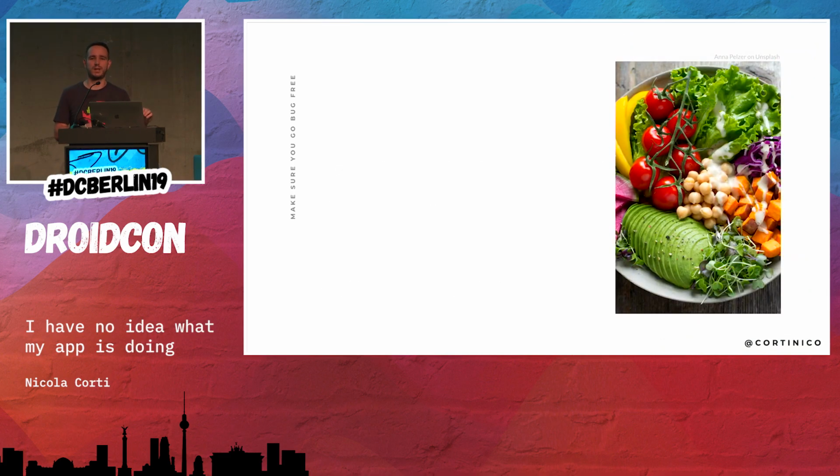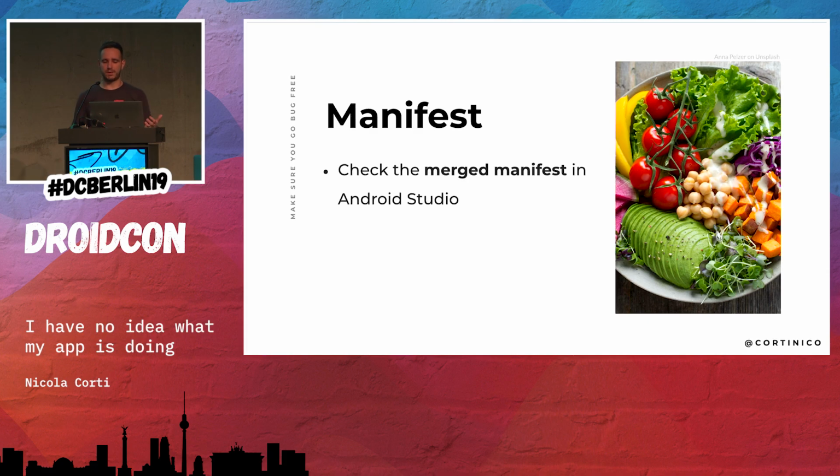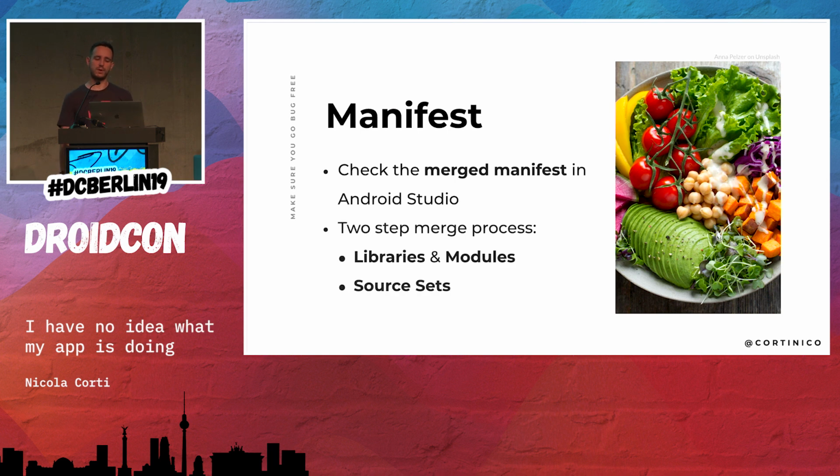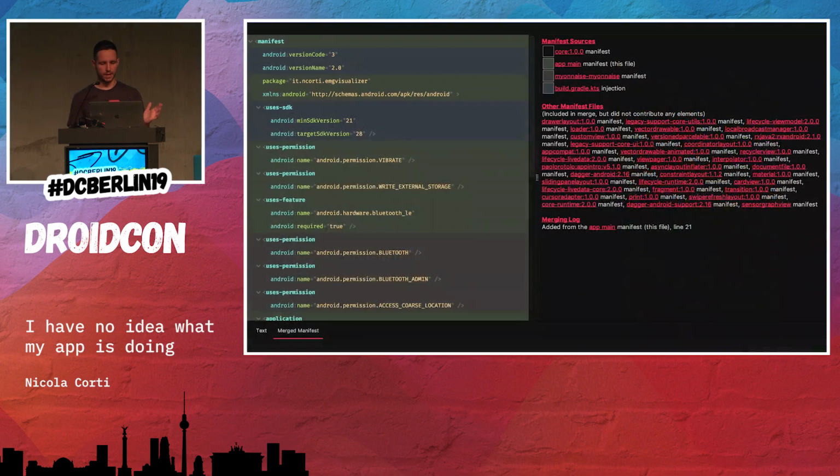Another place where you can look to check exactly what your final app is doing is the manifest. So not just the manifest that you write, but the merged manifest. So the actual manifest that will end up in your APK. If you're not aware of this, the manifest on Android follows a two-step merge process. First, all the manifests from all of your libraries and all of your modules are collected. They're merged, and then all the manifests from all of your source sets are collected as well, and they're merged.